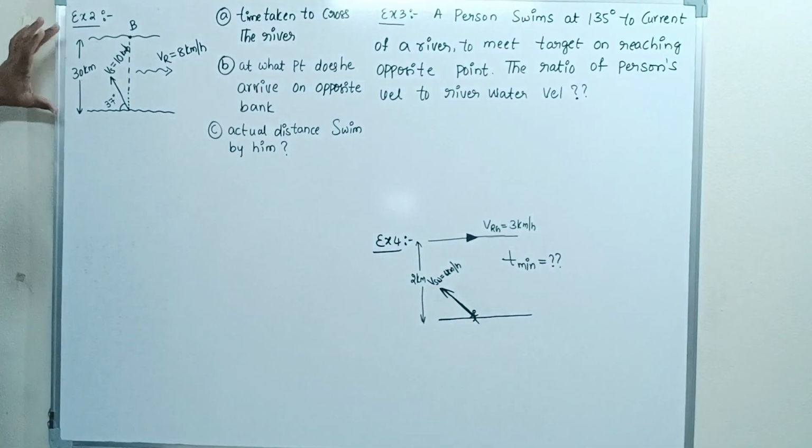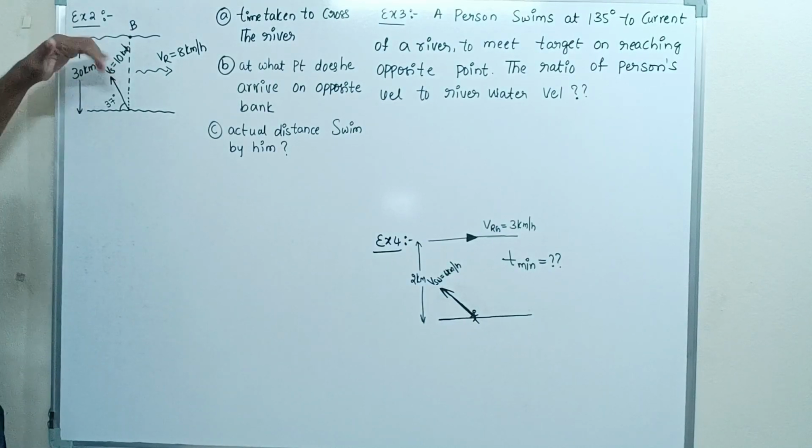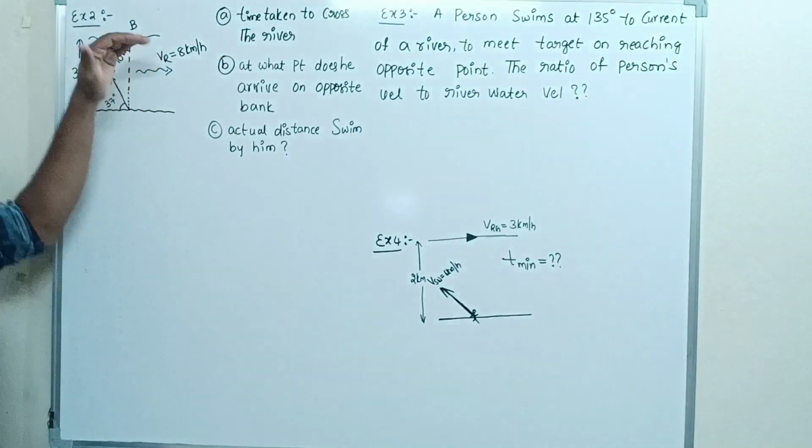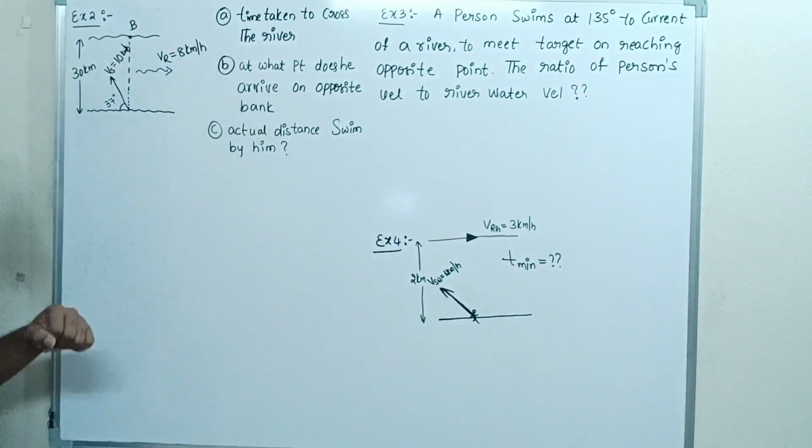Question number 2. So what are they given? They are given a river. The width of the river, let us say, is 30 kilometers. So this is the width of the river. And this river is moving in this direction with a speed of 8 kilometer per hour.